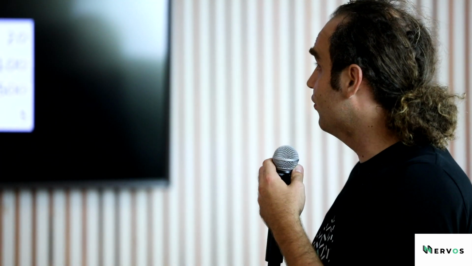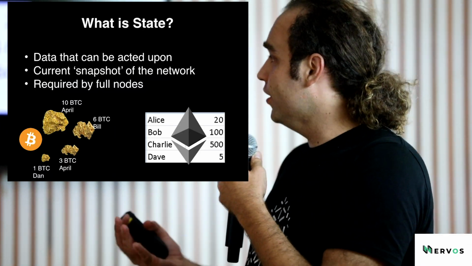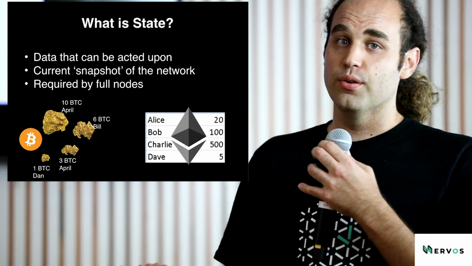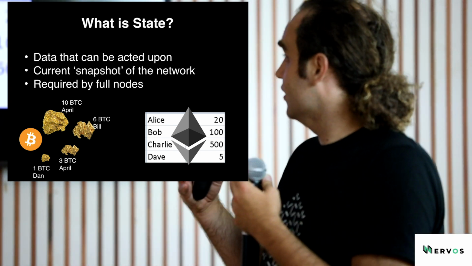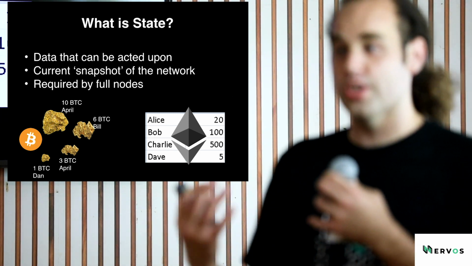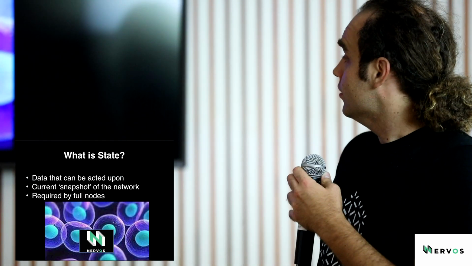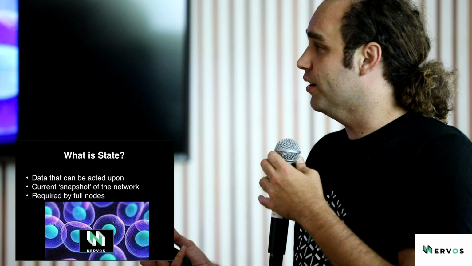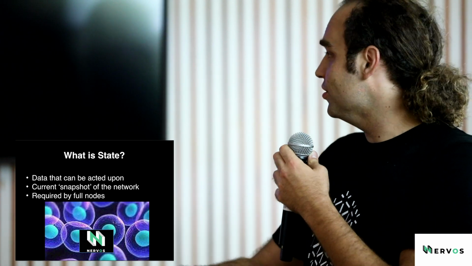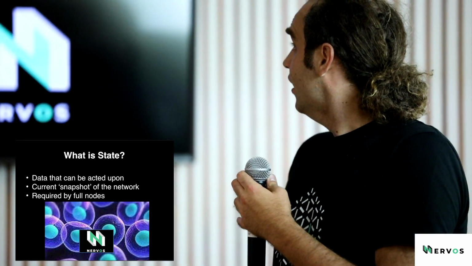And to explain that, we first need to look at state. So what is state? It's this data that can be acted upon on a blockchain. In Bitcoin, it's the pieces of digital gold and their owners. In Ethereum, it's the balances of the different users. It's a current snapshot of the network, so this is always changing. And it's required by the full nodes. So in Nervos CKB, this state is stored in cells, and we'll get to that later. So these cells can do anything. They can be programmed and strung together.